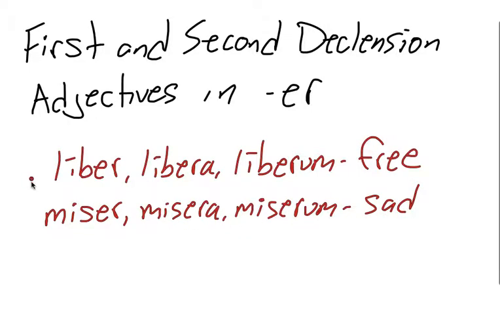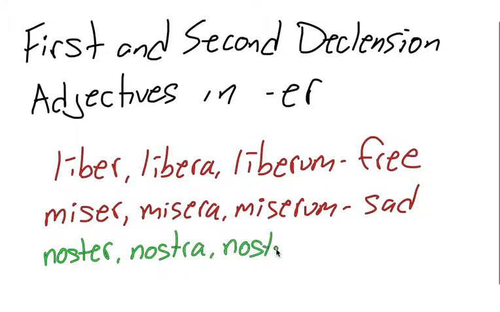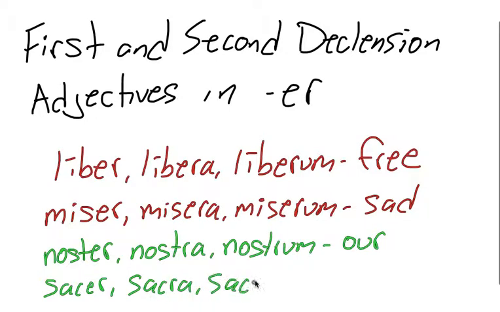We also have noster, nostra, nostrum, which means our, so a possessive adjective. And we also have sacer, sacra, sacrum, which means sacred or holy.